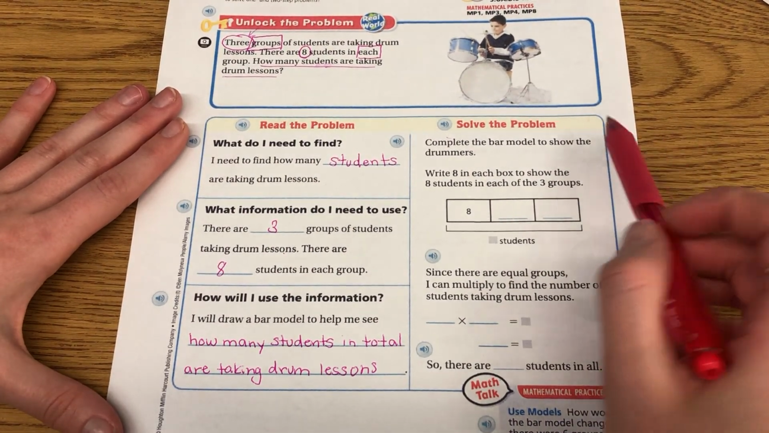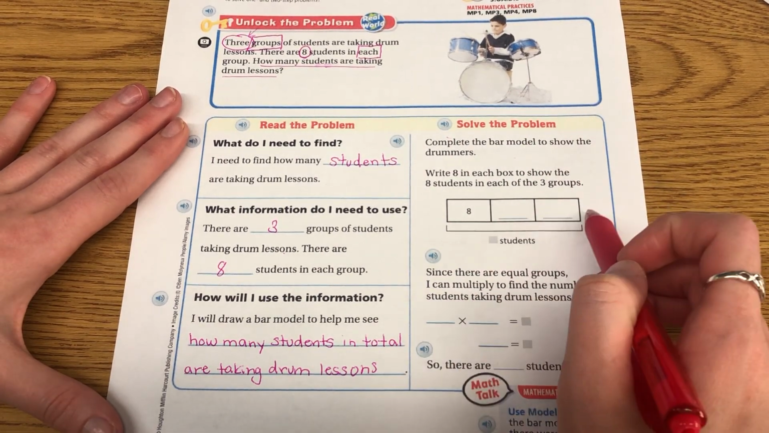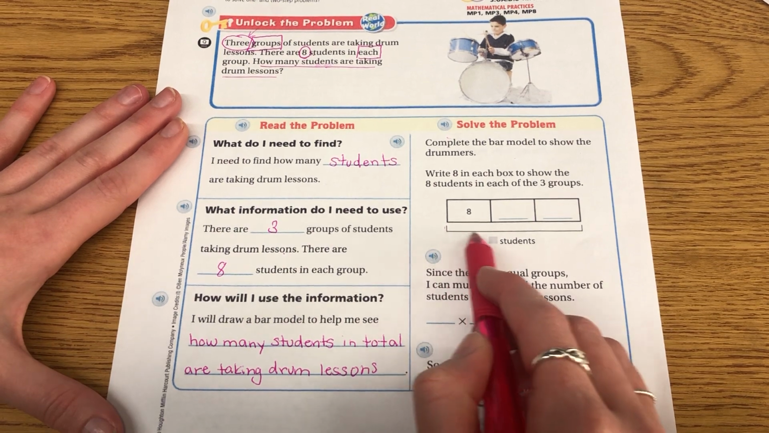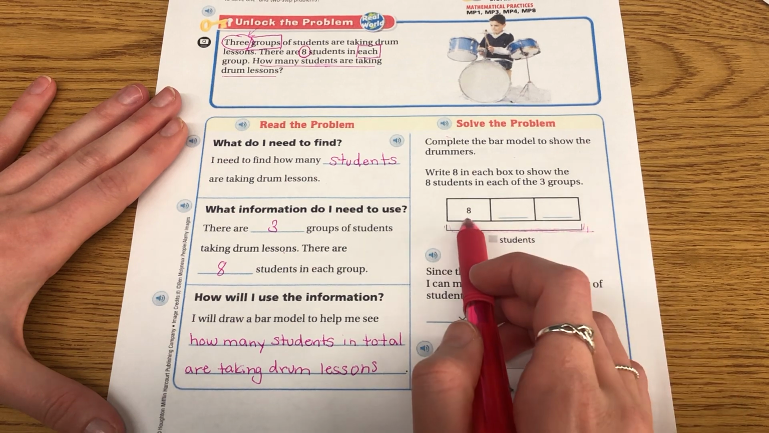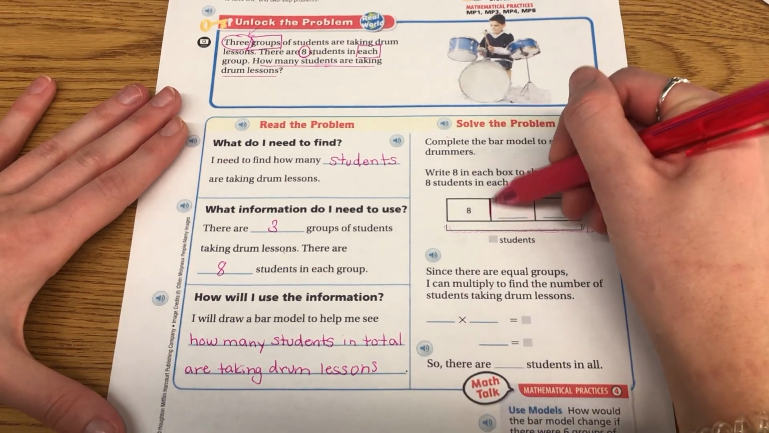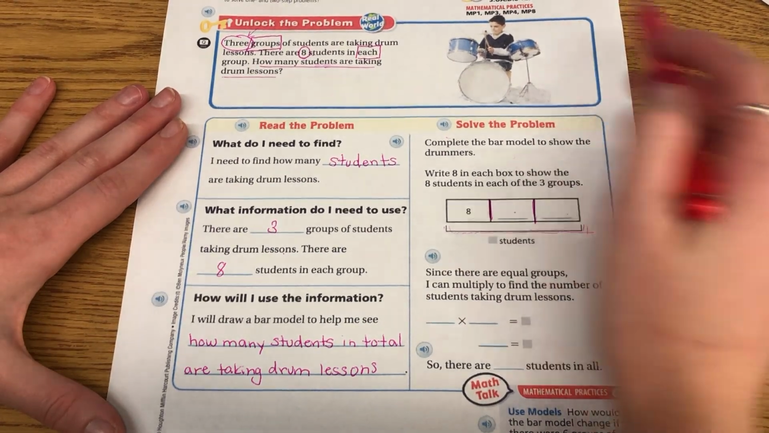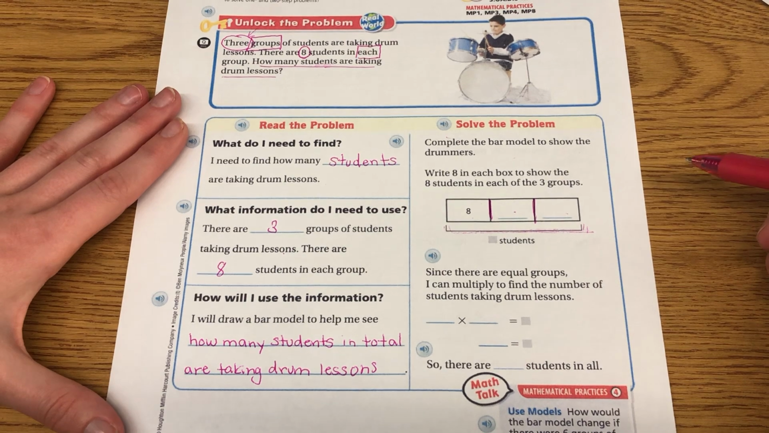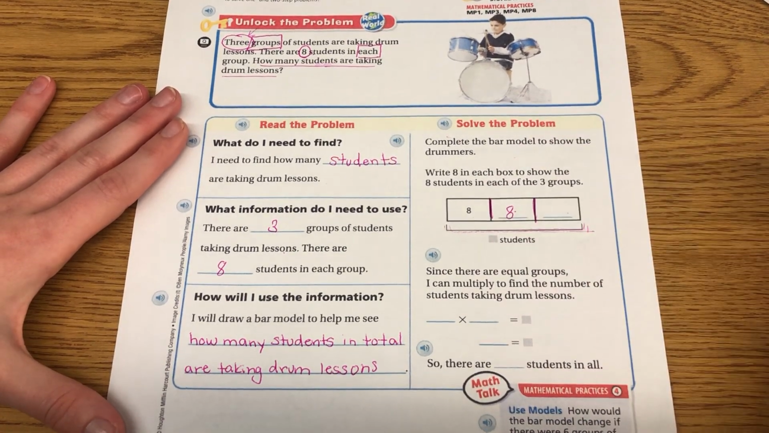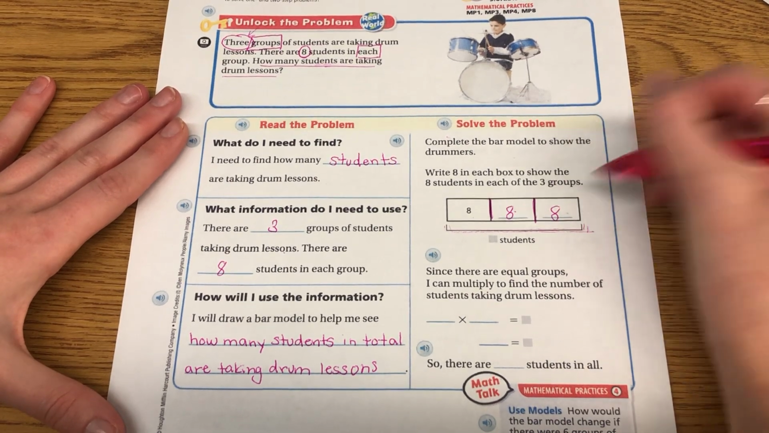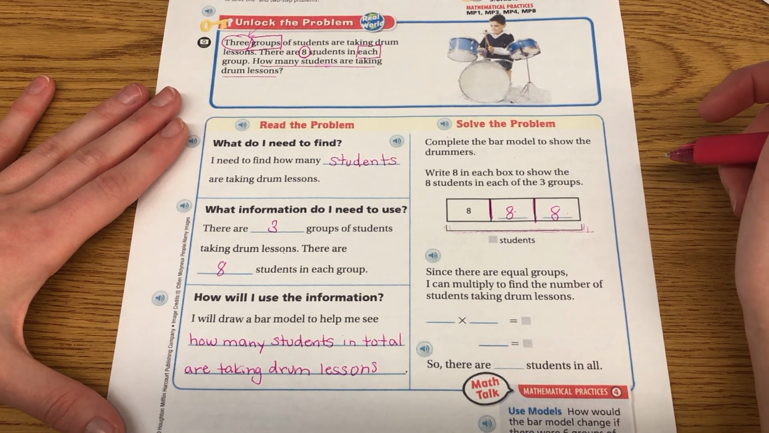So now we're going to solve the problem. It says complete the bar model to show the drummers. So they've got a bar model here. Remember, this bracket down at the bottom is going to tell us how many students there are. So you can see here that our bar is divided into 3 groups, right? 1, 2, 3. And we know that there are 8 students in each group. So they put 8 in that group. We got to put 8 in that group. And we got to put 8 in that group. So now we got to figure out how many there are altogether.